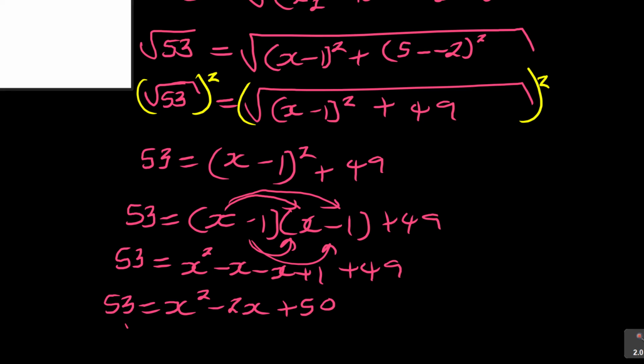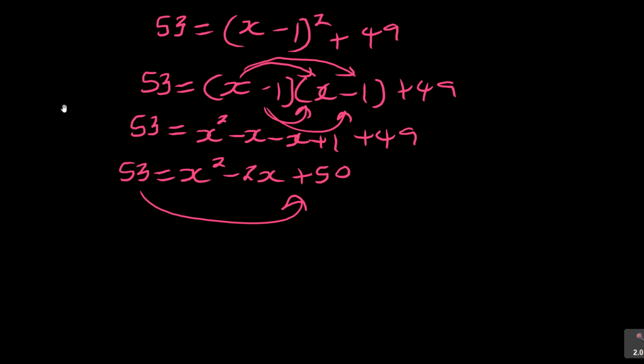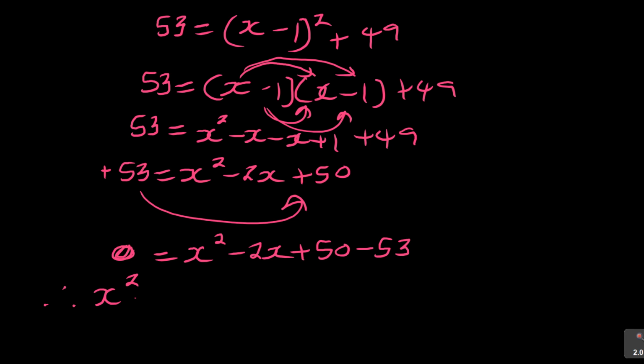You're seeing that? Then you take this to the other side. So when you take this to the other side, you will have 0 is equal to x squared minus 2x plus 50 minus 53. Why? Because I took it to the other side. It was positive, it becomes negative. Positive this side, negative that side. So then you can say therefore x squared minus 2x, and then 50 minus 53 is minus 3, is equal to 0.